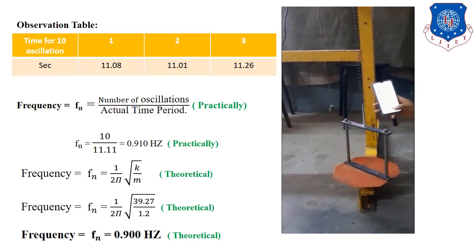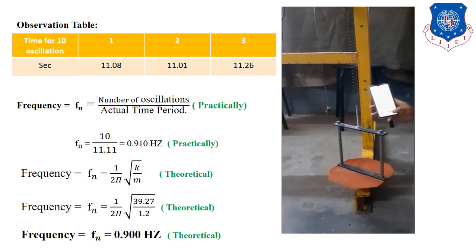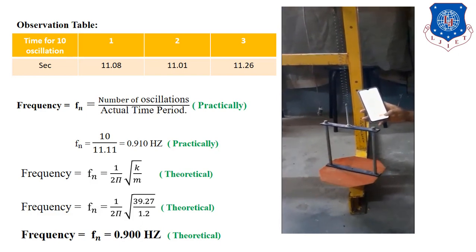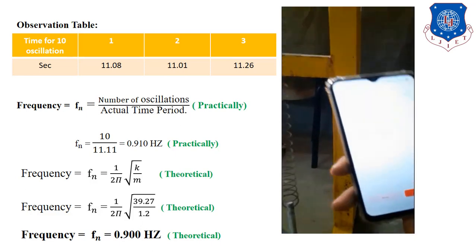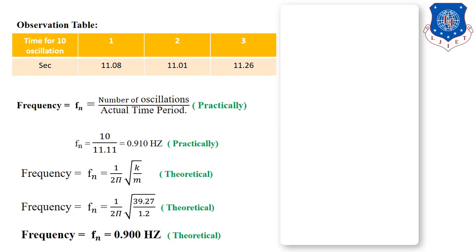Again we have to follow the same procedure. The second time we get a reading of 11.01 seconds. So here we take the readings 3 times for the 10 oscillations, that is 11.08 seconds, 11.01 seconds, and 11.26 seconds.